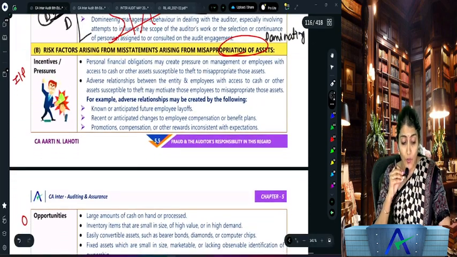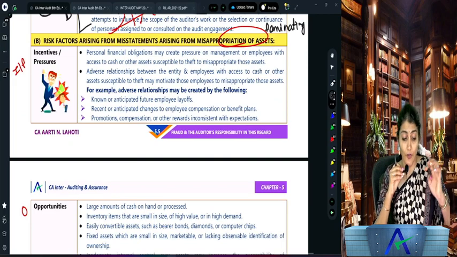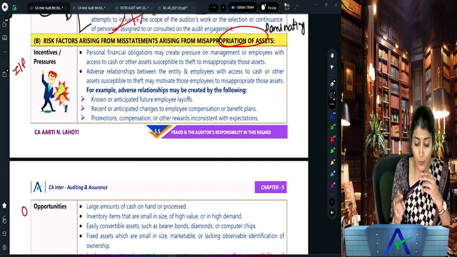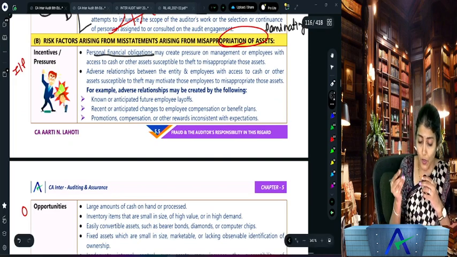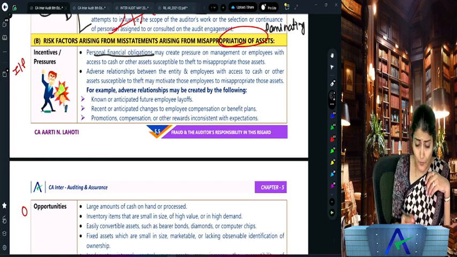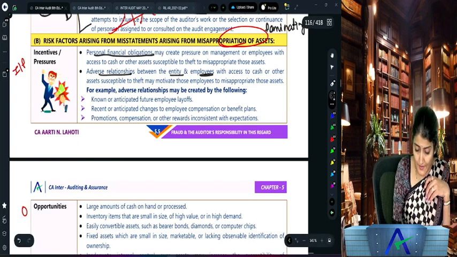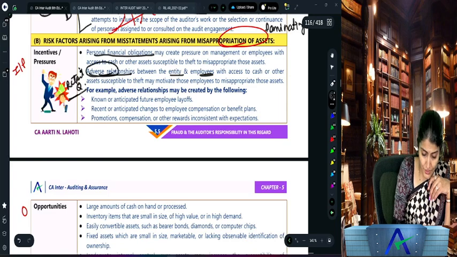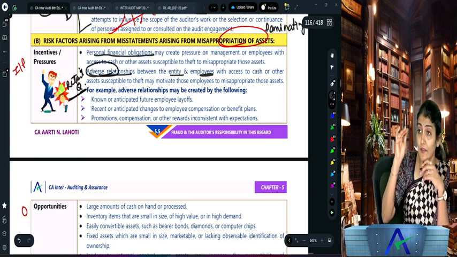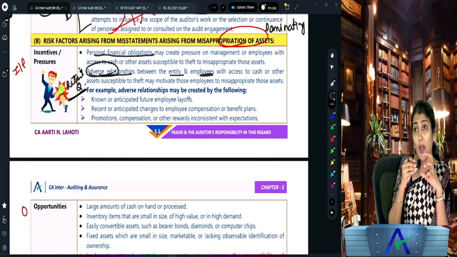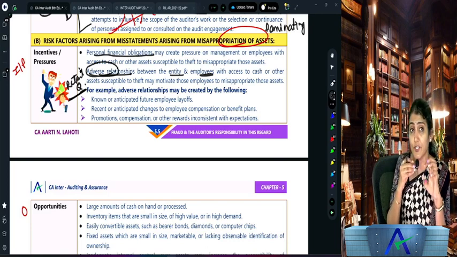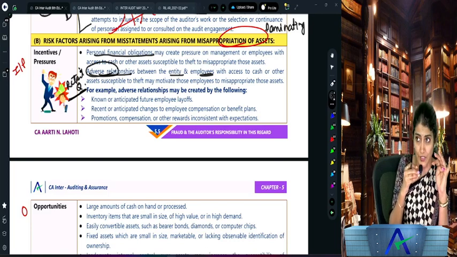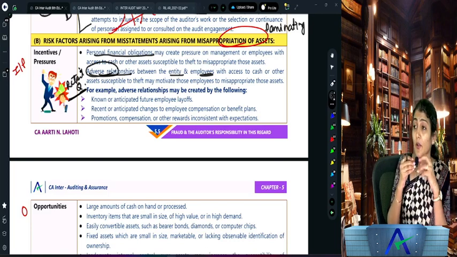Okay. So what is the incentive? What is the pressure? Here they say, personal financial obligations. Then the adverse relationship between the entity and the employees. And why is there an adverse relationship? Again, this could be a retail question. You are not pro the organization, you are anti the organization. You are against the organization.